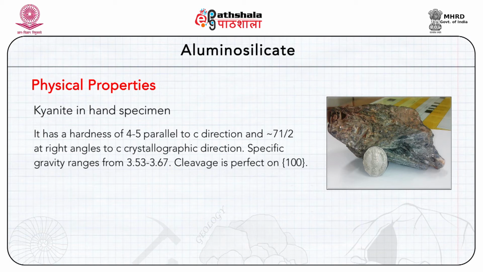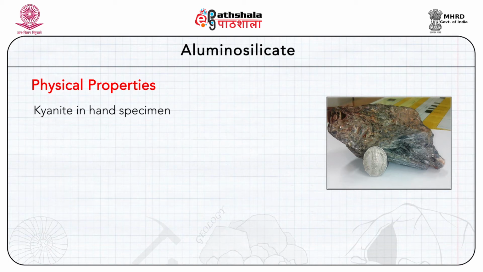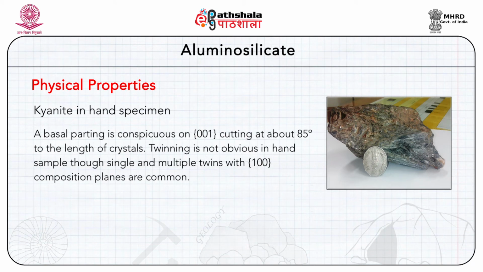Specific gravity ranges from 3.53 to 3.67. Cleavage is perfect on the 100 face. Cleavage fragments are usually splintery. Splintery fractures are common and crystals are of brittle nature. A basal parting is conspicuous on the 001 face, cutting at about 85 degrees to the length of crystals. Twinning is not obvious in hand sample, though single and multiple twins with 100 composition planes are common.